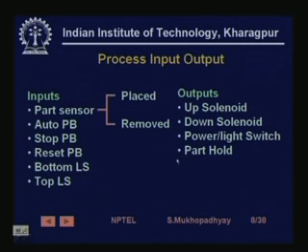For outputs we have four outputs. We have an up solenoid which moves the ram up, we have a down solenoid which moves it down, we have the power light switch, and we have a part holder which holds the parts while they are being stamped. So, these are our outputs.